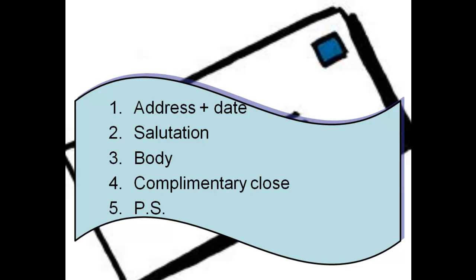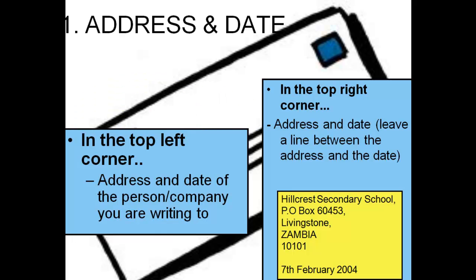Here is the form of a letter. First, we have the address and the date, the address of both the sender and the receiver. Then the salutation or greeting, the body, complimentary clause, and the closing salutation. First, the address and date.